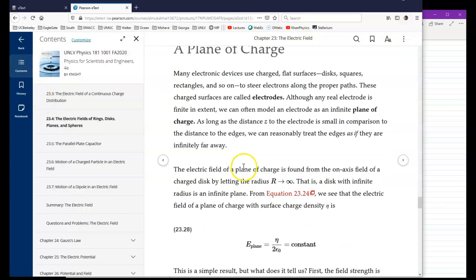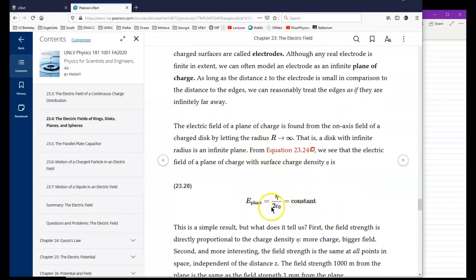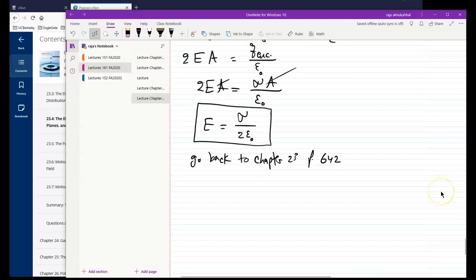If you look at it, he doesn't really derive it. He just puts it right there and tells you, here it is. Remember, I think I told you about it. So the electric field due to a plane of charge is that, but he did not derive it because you really need the concept of the flux and Gauss's law to derive it. And we were able to, so equation 23.28, we have the same formula.